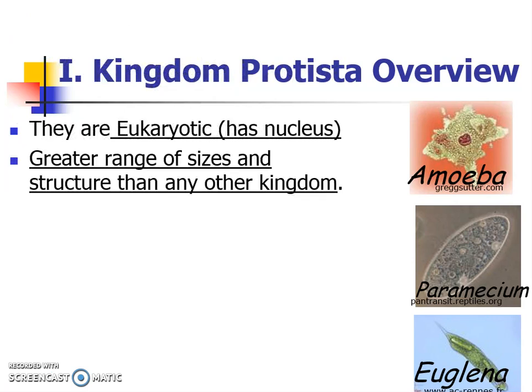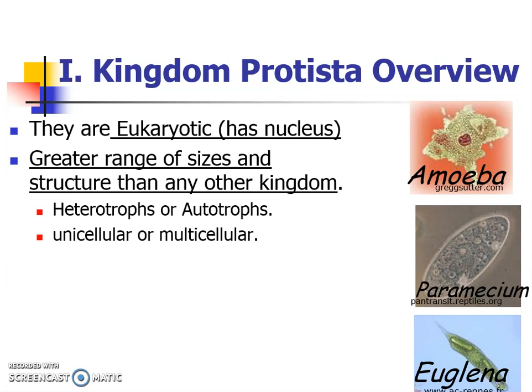The next thing to know is that they come in all shapes and sizes, and that can be really confusing because it's hard to identify them. They can be heterotrophs, consume things, or make their own food, autotrophs. They can be unicellular, one-celled, or multicellular. I would say most of them are unicellular, though. They can reproduce asexually or sexually. So they're very diverse. They come in all shapes and sizes and do all sorts of things, but they are eukaryotes. They have a nucleus. That part is super important because they're in that domain Eukarya.